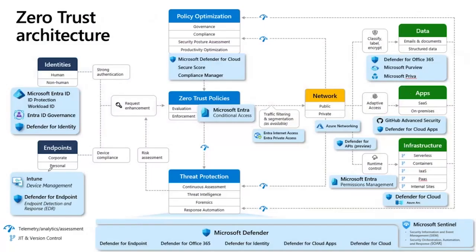Also for endpoint, we have Intune device management, Defender for Endpoint detections, and EDR components. For network, we have Azure networking options. We can use Microsoft Entra Conditional Access, where we have Entra Internet Access and Entra Private Access for enhancing security around the network. For data, we can plan for data encryption or data protection. For that, we have Defender for Office 365 and Microsoft Purview, where we have information protection. Microsoft Priva is also something we can use for data security and data protection.